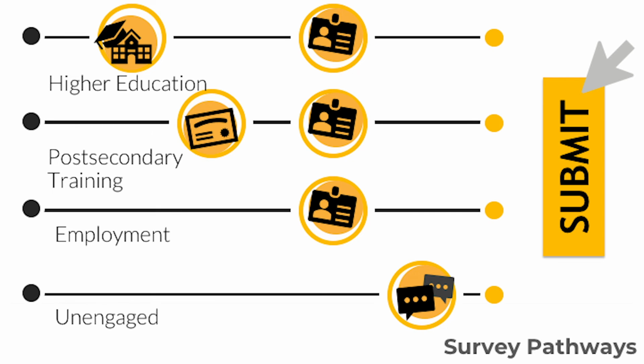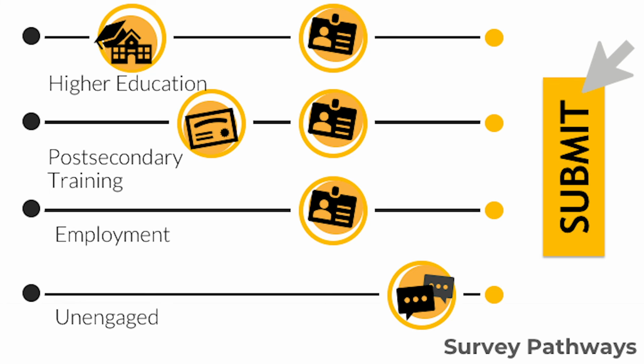The third pathway is used when a student is not in higher education or post-secondary education or training. The survey moves directly to the employment section. The final pathway is what we call the unengaged section of the survey. You will only see these questions when a student is not enrolled in higher education or post-secondary education or training, or not employed for a year after exiting school.